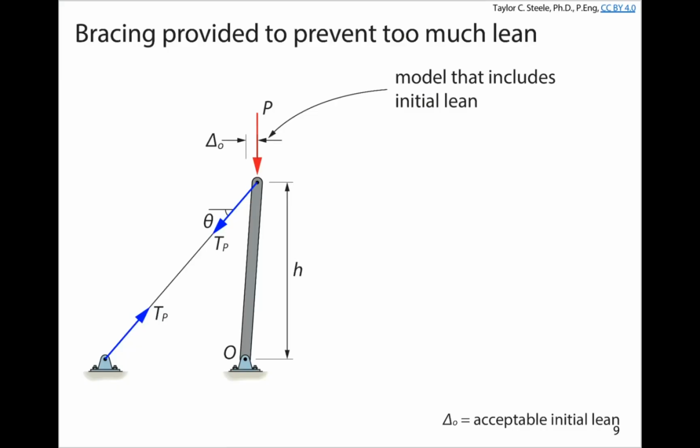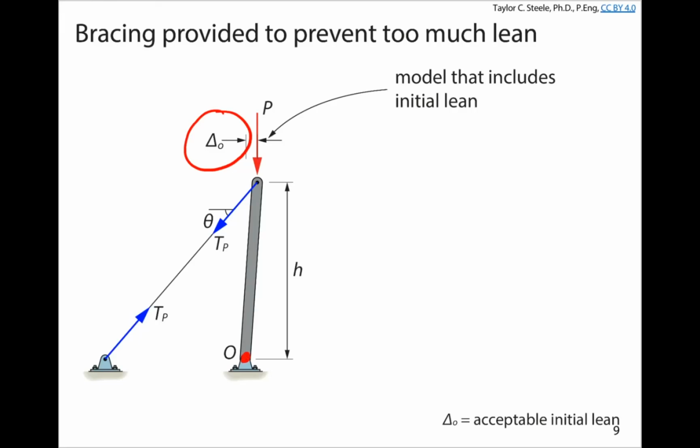If we've got an initial lean in the structure, we'll just call it delta naught for initial displacement. We can never make that zero. And so the first question is, what is delta naught going to be? The second question is, for whatever delta naught's going to be, how much force is going to develop in that brace to support that vertical load acting on the structure if it was displaced initially in a position like this? So this is almost exactly the same problem that we just went through with me here, leaning on the wall, but it's a little bit different.